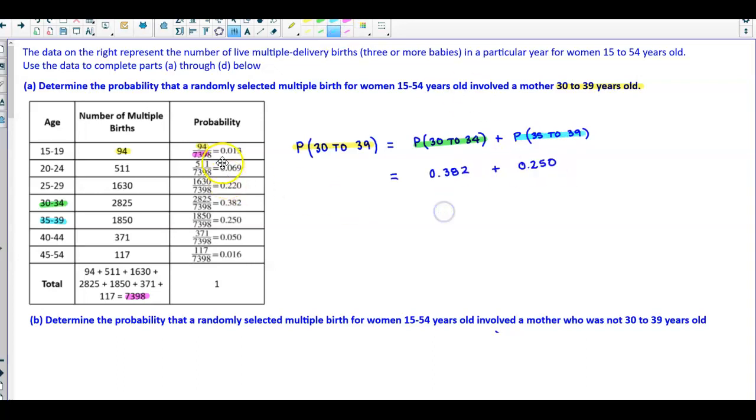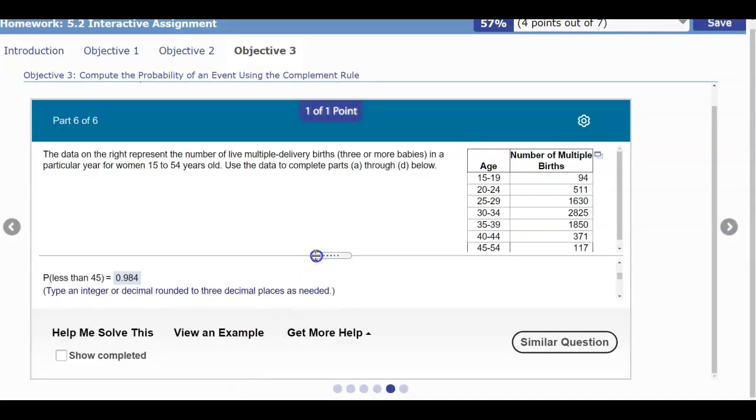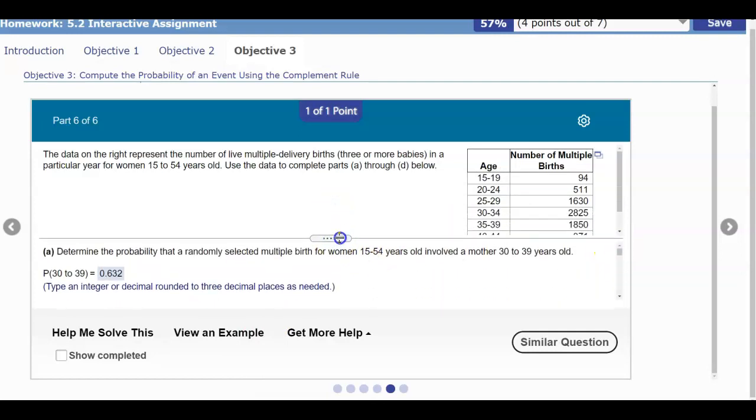Well, we've already done that by finding the probabilities. We know that the probability from 30 to 34 was 0.382, and we know that the probability from 35 to 39 is 0.250. So when we add those together, we get 0.632. Okay, so let's go back and put in our result. Scroll up here. So the probability between 30 to 39 is 0.632.